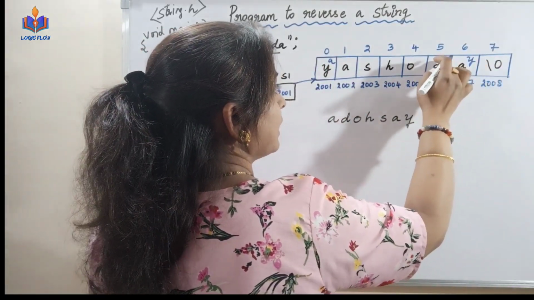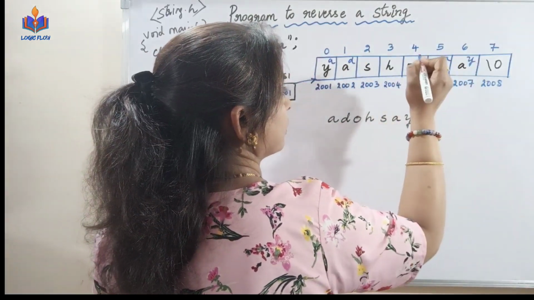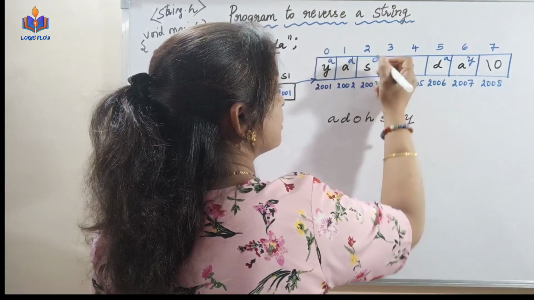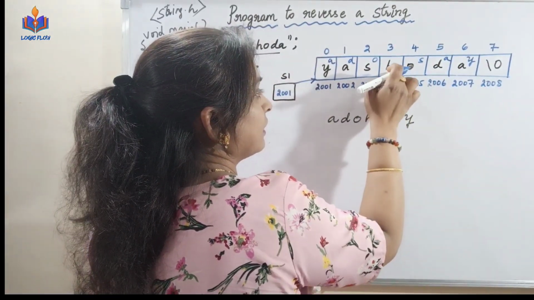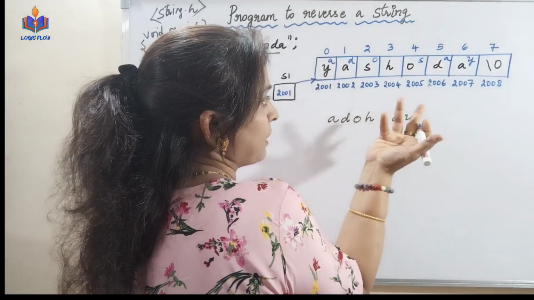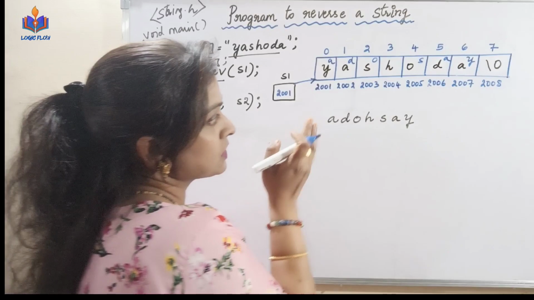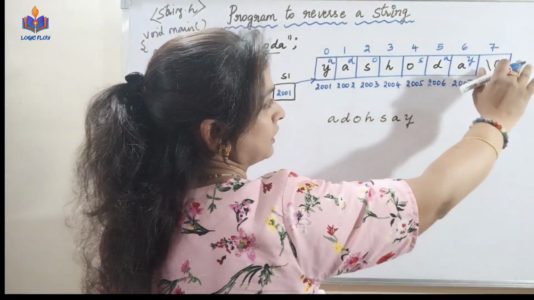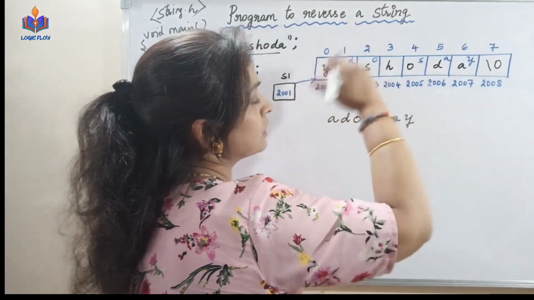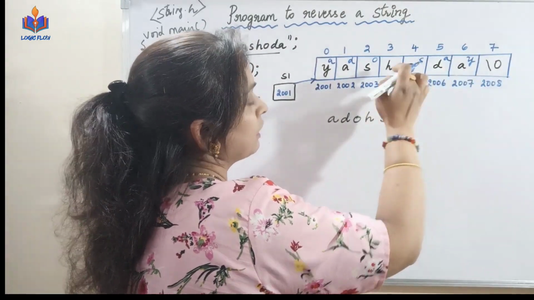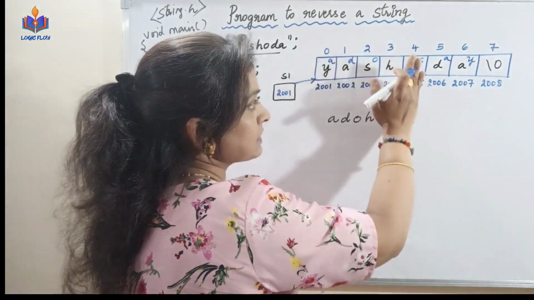Then again, D should come here and this A should go here. O should come here and S should come here. And the H, there is no swapping required, it remains. So here, I need not go up to the null character. We don't want the null character concept at all here. We are simply interchanging, right? And when we come to this middle character, it remains as it is.